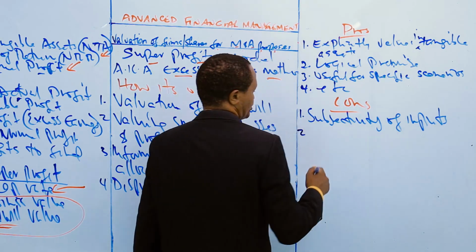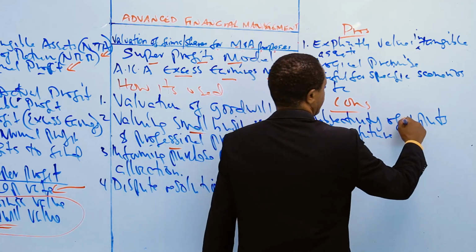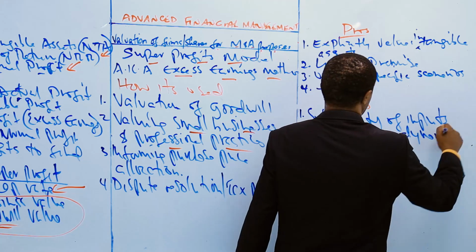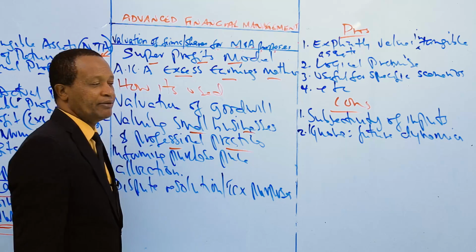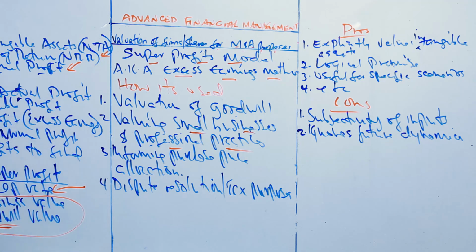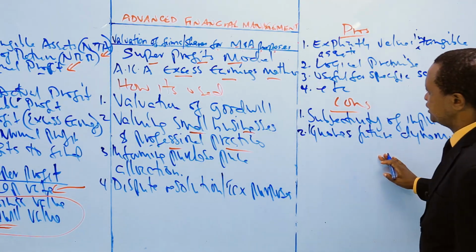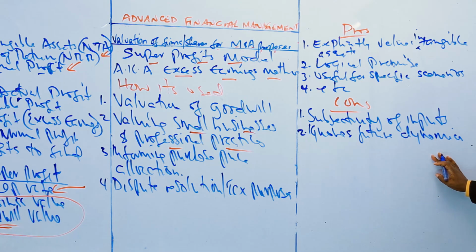Number 2, this method ignores future dynamics. What does that mean? The model is largely backward looking, relying on historical profits and tangible asset values. It may not fully capture future growth opportunities, strategic shifts, or changing market conditions that are critical in mergers and acquisitions. And that is a limitation of this method.